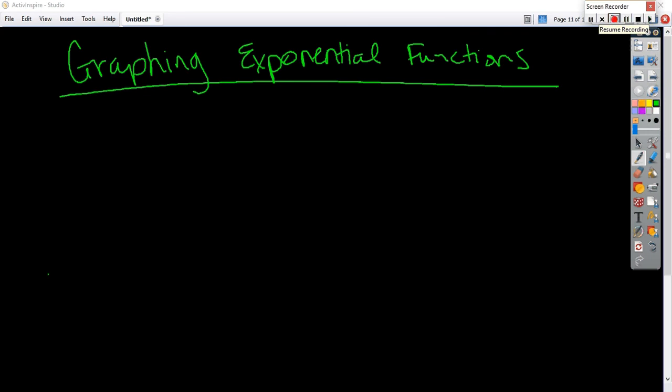I know we're all tired and 10 pounds fatter, but today we have to learn a lesson about graphing exponential functions. Not very low energy. That was low energy. We'll take it today.